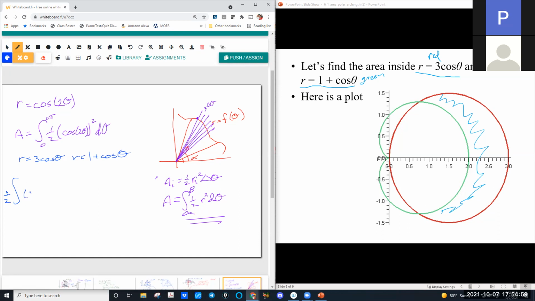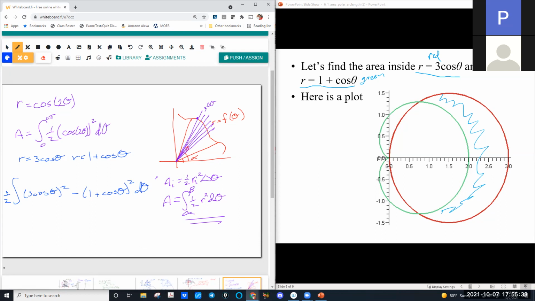Then you've got your bigger R, 3 cosine theta squared. And then we subtract out the smaller part, because what we're doing is not getting the whole area of the big one, we subtract out the area of the small one. So, 1 plus cosine theta squared. Our integrand is set up and ready to go. The only other thing we need are the limits. So let's talk about finding the limits for this guy.